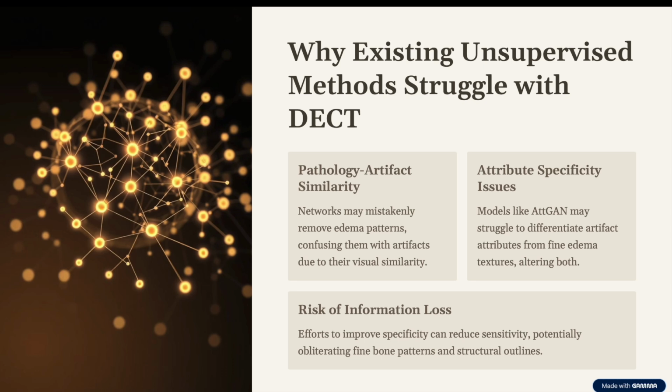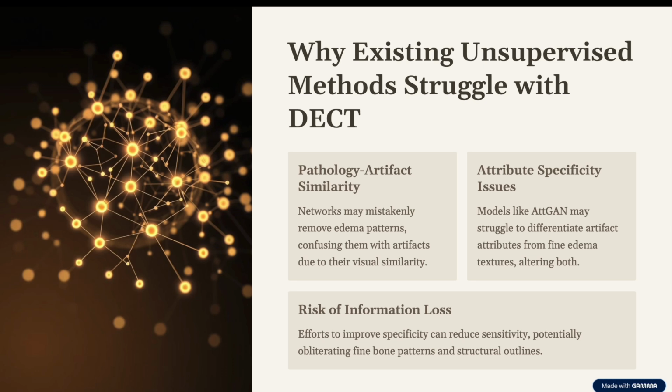First is pathology artifact similarity. This is the foremost challenge. If the network learns to transform the artifact domain to the clean domain and artifacts look like edema, it might then learn to remove edema. Second, attribute specificity. In models like AdGAN, if artifact is designated as an attribute for removal, the network might struggle to differentiate it from fine edema textures, which potentially alters both.